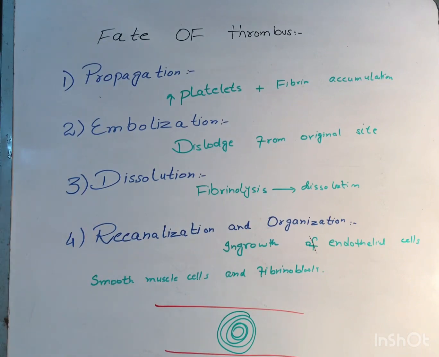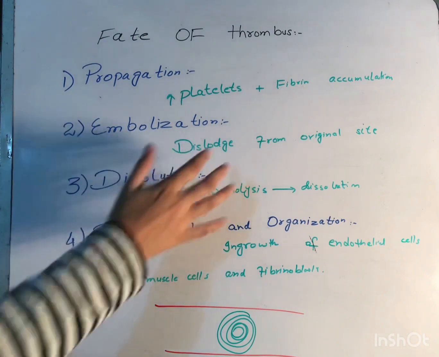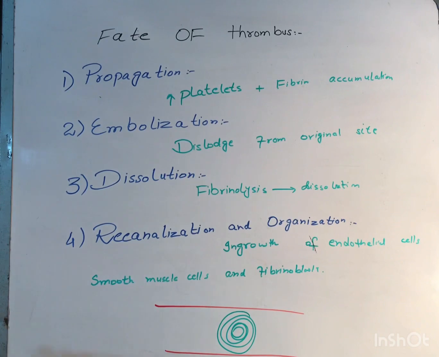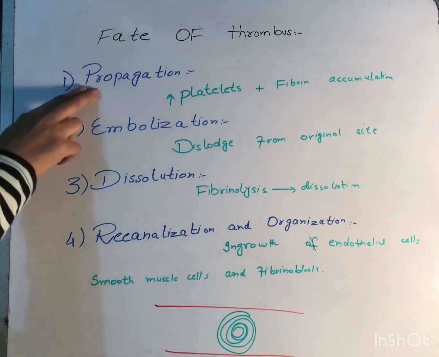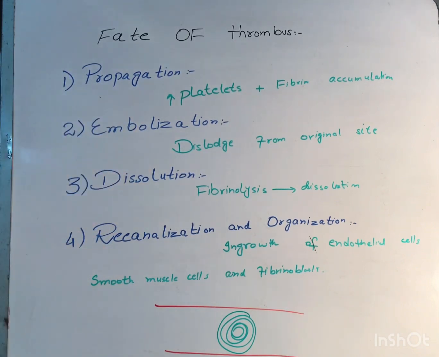Second, embolization. It will dislodge from its original site, start moving in our circulation, and cause infarction in some other portion if it occludes the blood supply there. First is propagation, second is embolization, dislodgement from the original site. Third is dissolution. In this, our blood clot is dissolved.